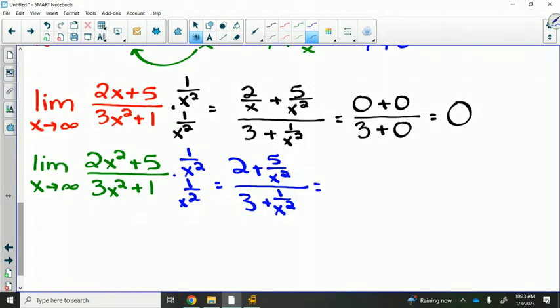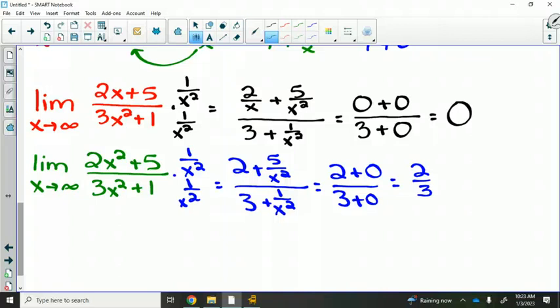And then we'll take the limit. 2 plus 0 over 3 plus 0, which is 2/3. So the limit is 2/3. There's also a horizontal asymptote at 2/3.